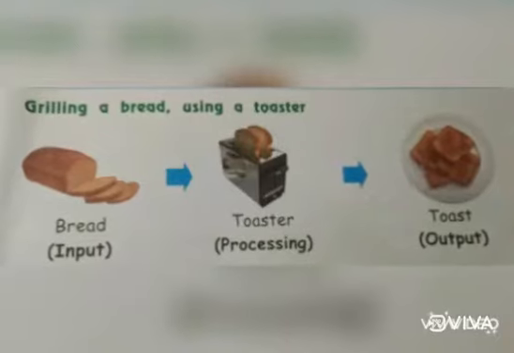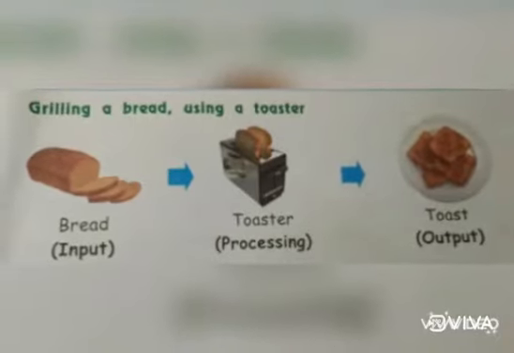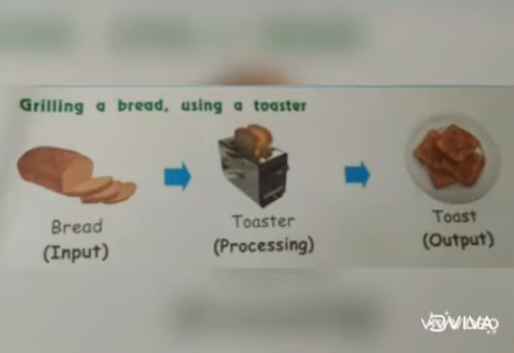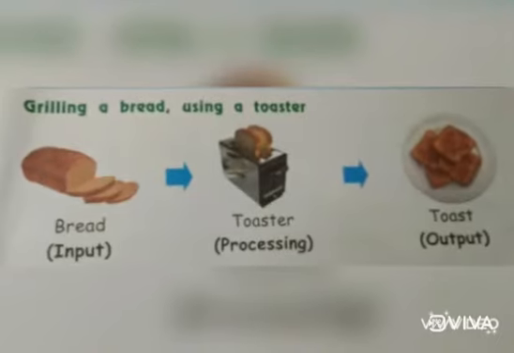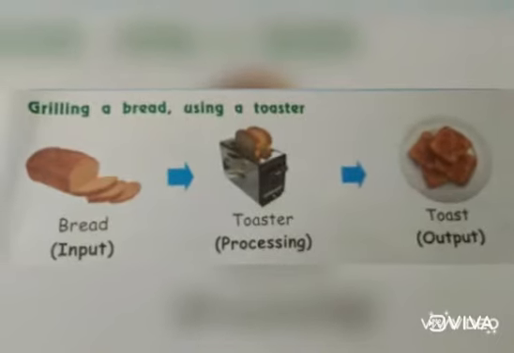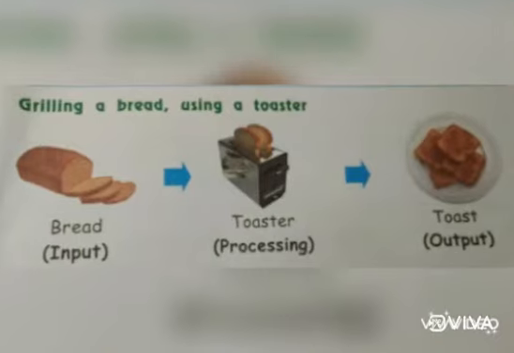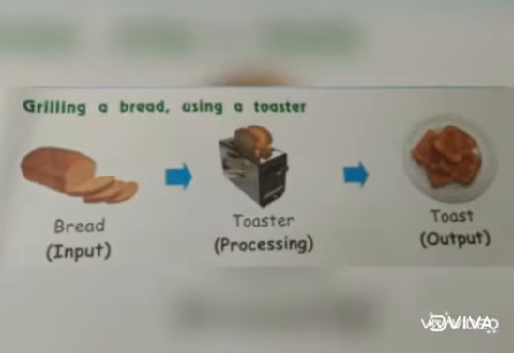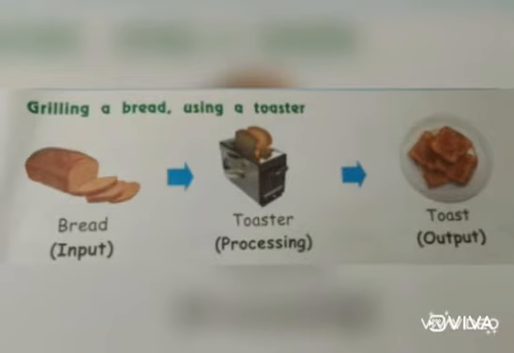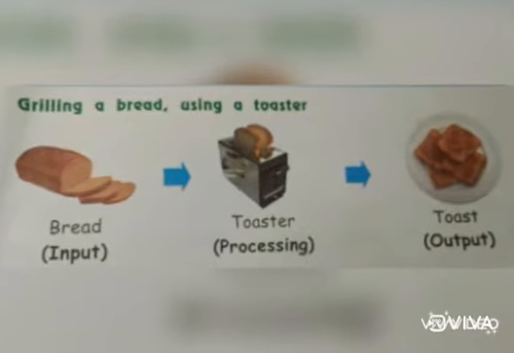Let's try to understand with another example. Grilling bread using a toaster. Children, when we put bread in a toaster, it's input. The toaster starts working, it's processing. At the end, when we get toast, it's output.